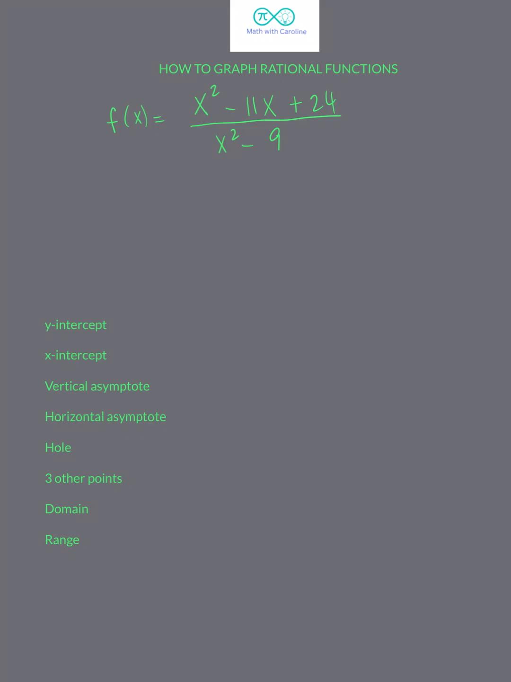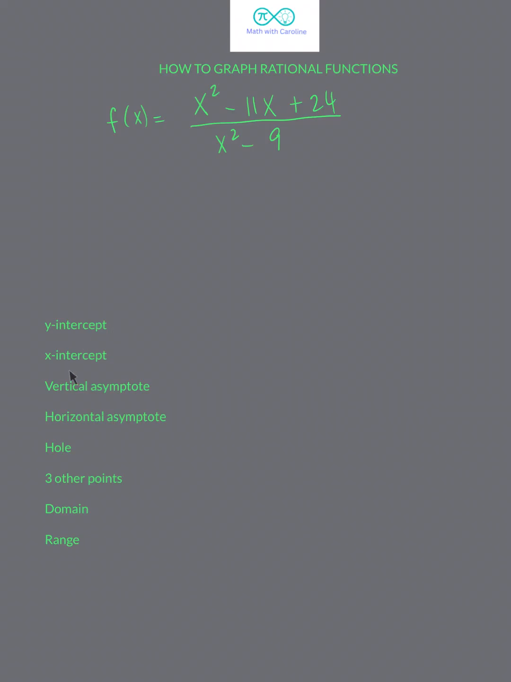You've chosen this video because you want to learn how to graph rational functions. Now, rational functions look like this, basically a fraction with two polynomials. Now, when you're graphing rational functions, there are several things that you're going to need to find.